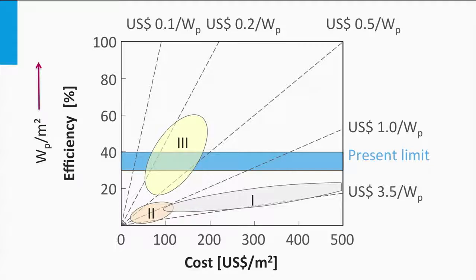Furthermore, the cost price of the materials and processing techniques used to process the third generation solar cells are expected to be cheap as well. The result is that the third generation solar cell technology overlaps with the steepest dashed lines in this graph, meaning that third generation technology would have the lowest cost price per watt peak.